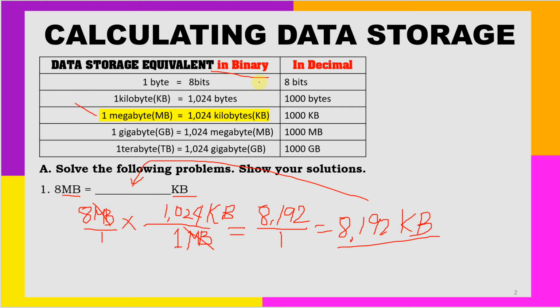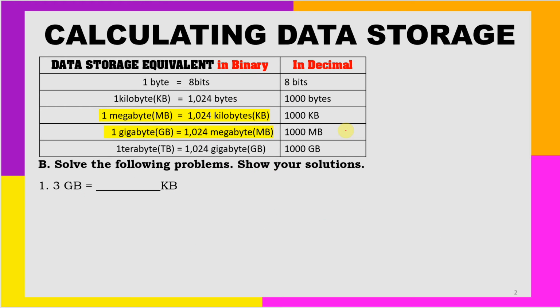Okay, if you're going to use the equivalent in decimal, the 1 megabyte in decimal is actually, it's exactly 1000 kilobytes. Okay, another example. Okay, for instance, you're going to solve this problem. 3 gigabytes is equal to blank in kilobytes.